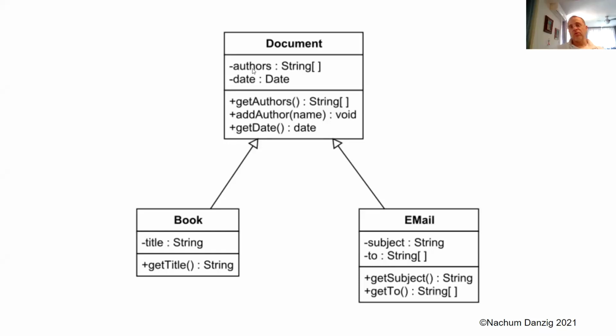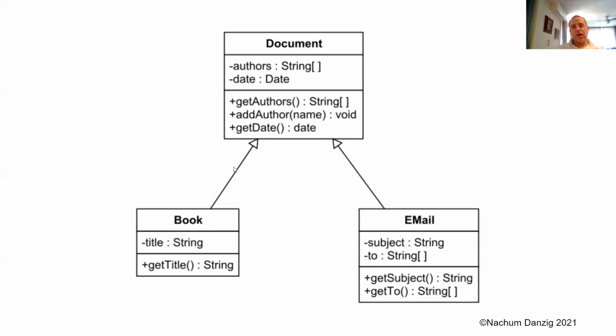So that's in general a rule of programming. You probably heard that before: all of your data is private. And then you have a function called getAuthors, which returns something of type string. Notice it's an array of strings because it's getAuthors. There might be multiple.